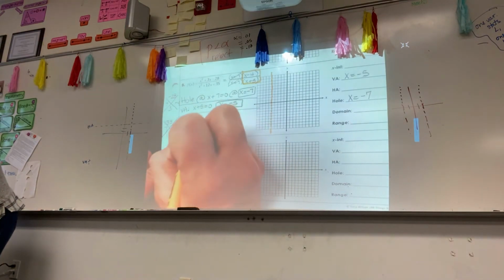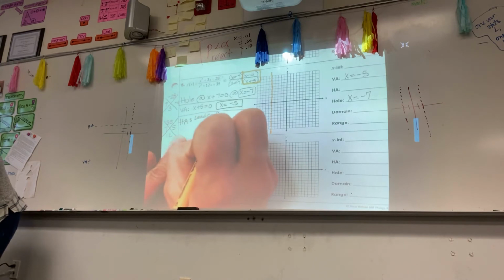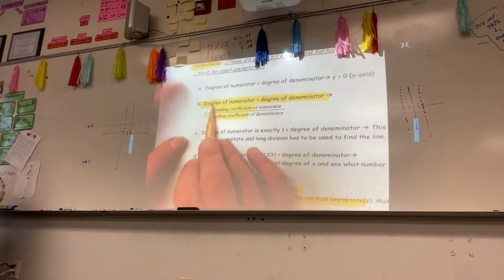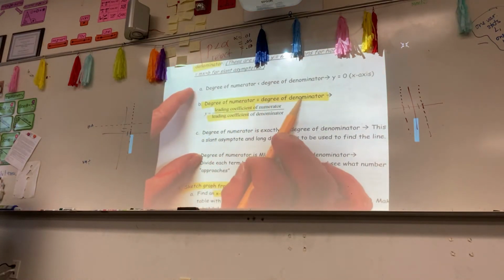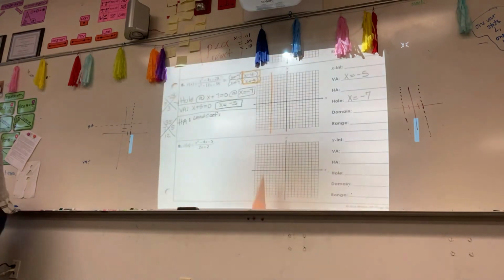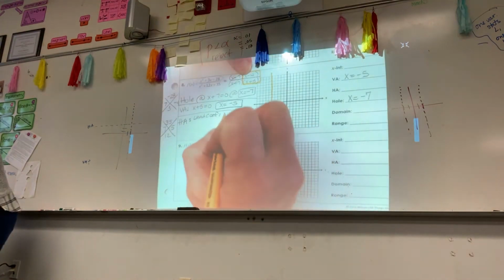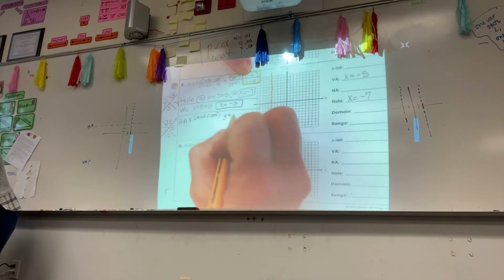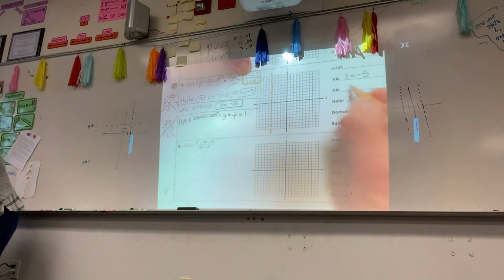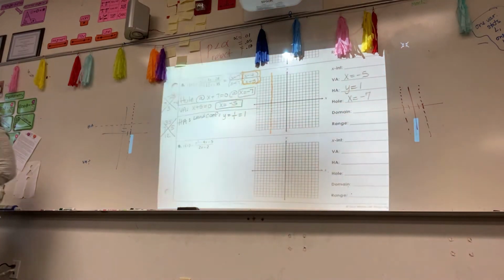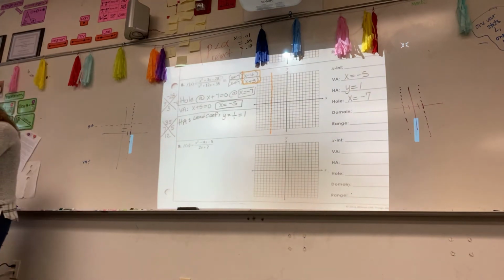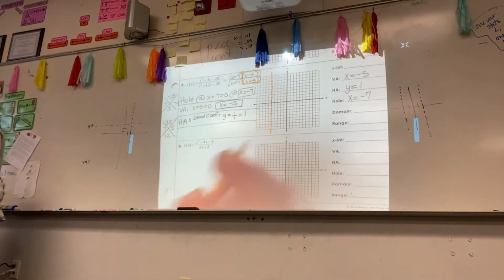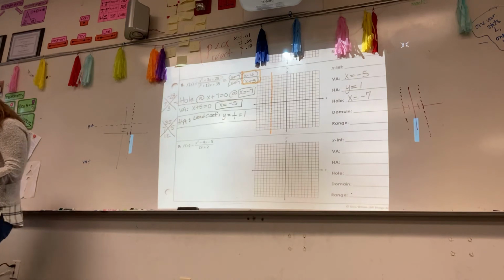All right, it's going to be the leading coefficients. How do I know that? Because I looked at my paper. The degree is equal to the degree, top and bottom, leading coefficients. So what are my leading coefficients? 1 and 1. Yep, just 1 over 1, so it's just 1. Y equals 1. Good job, good job. So I've got to do y equals 1.